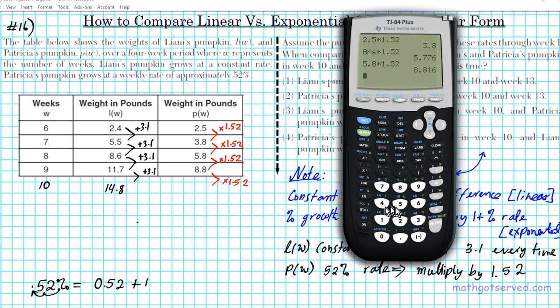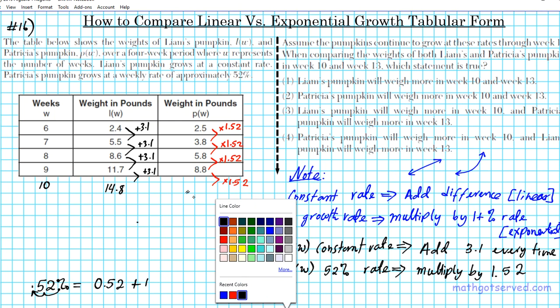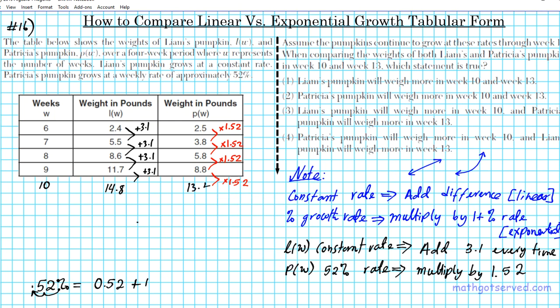So we have 8.8 times 1.52, and we're going to round to the first decimal place, or the 10th place. Alright, multiply, we have 13.376. If we round up, that's going to be 13.4. Alright, so it's going to be 13.4. Now we can make a comparison here. Which one weighs more? We can see that Liam's pumpkin weighs more at week 10.